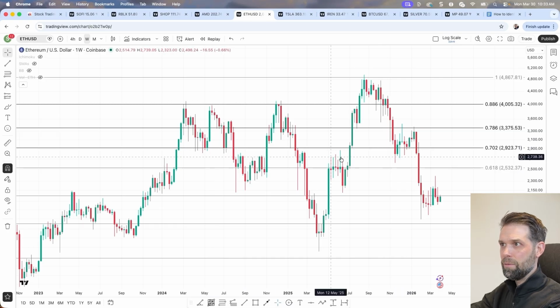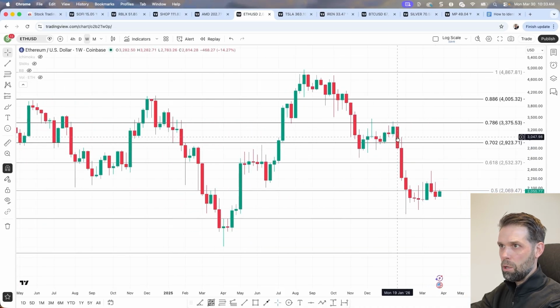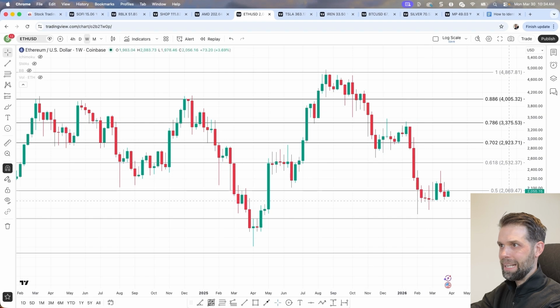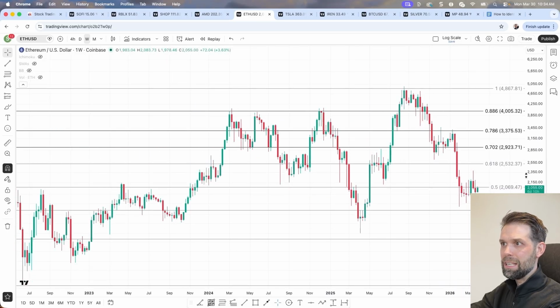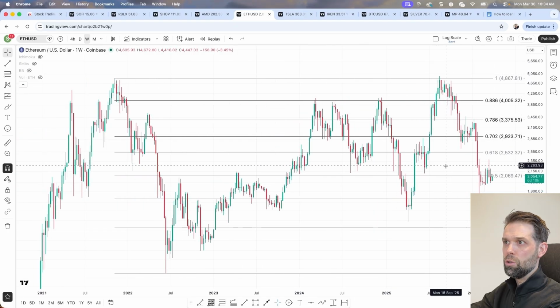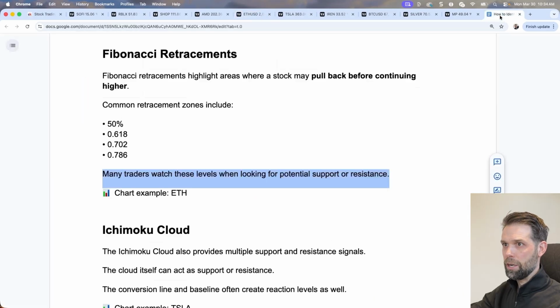We can see this level at 3,000 or 2,900 was support until it was lost. So basically we closed candles below and then we flipped it to resistance. So what was once support was flipped to resistance. And now Ethereum has come back down to the 2,069 level. And this has been resistance and support over the last few months. So these Fib retracement levels are another tool that traders can use to identify what is potential resistance on a chart and what might be support on a chart.